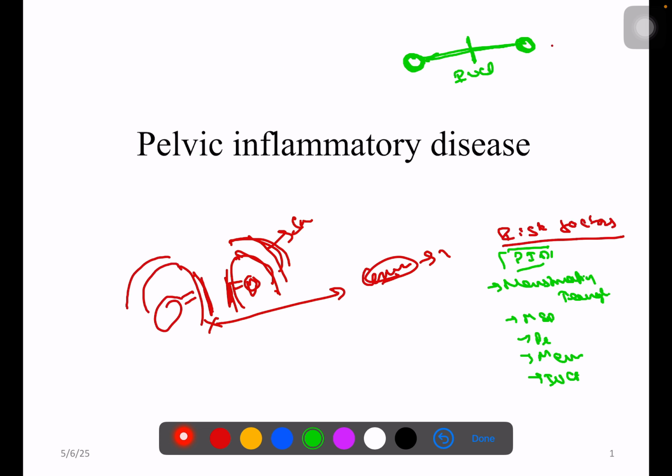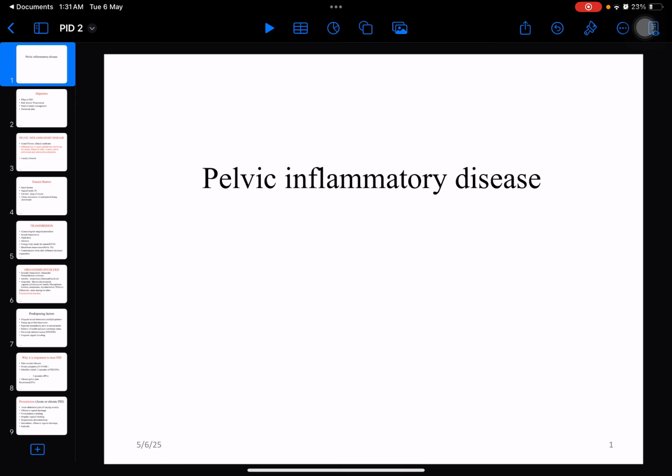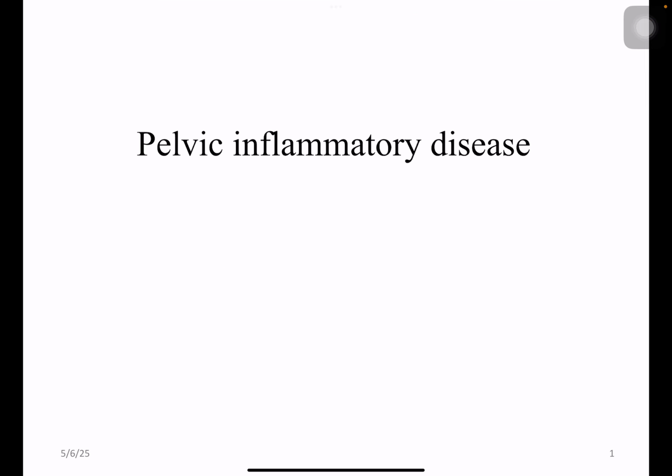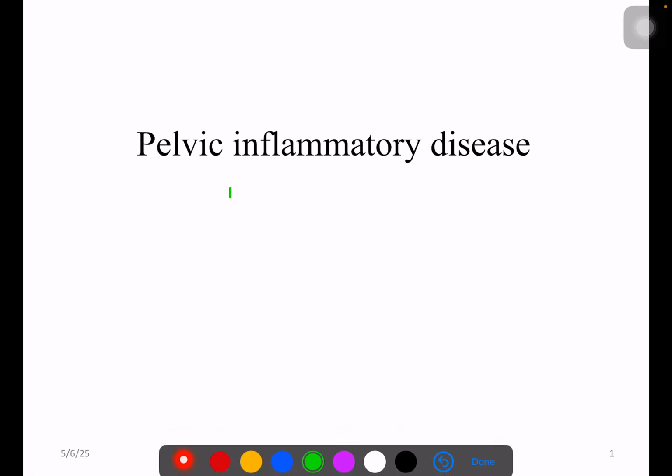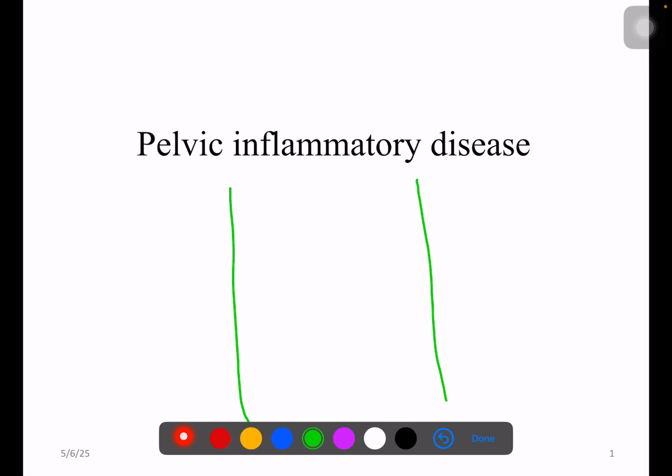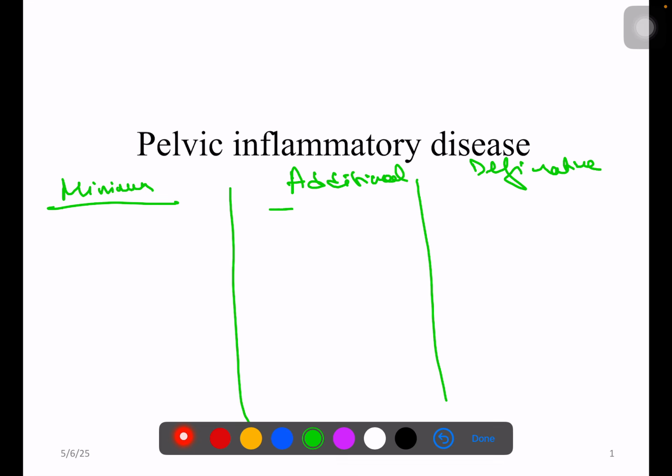Okay, now let's talk about the criteria of PID. Before even starting PID, I would like to talk about the criteria of PID. Very, very important. So there are three criteria of PID. One is the minimum criteria, the other one is the additional criteria, and the last one is the definitive criteria. So the way to remember this is very, very important. It's so important, I can't explain. Very important. Okay, so definitive criteria.